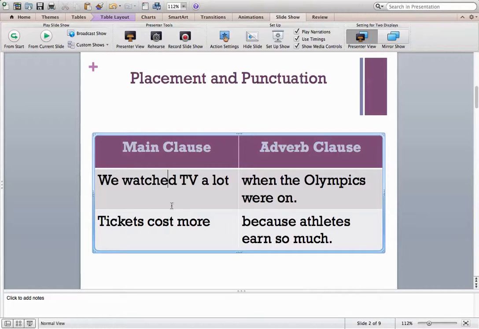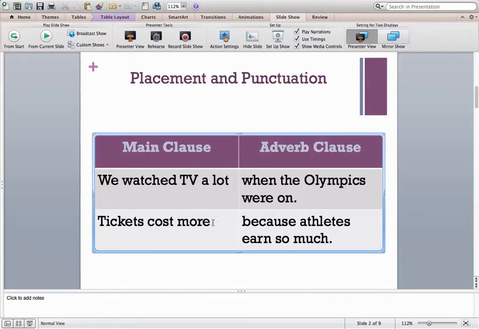So, we watched TV a lot when the Olympics were on. This is an adverb clause with a subordinator. This is a complete sentence, and this is a complete sentence. And here is the subordinator combining them. The subordinator is in the middle, so there is no comma.